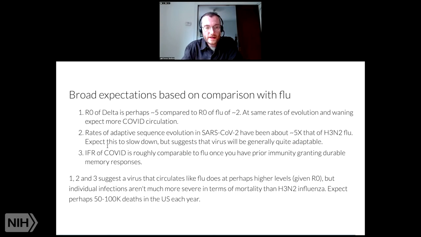And so if we put these three together, we get a virus that circulates like flu does, perhaps at higher levels given R naught. Individual infections aren't so bad, but there are a lot of infections happening every year. If we do some very rough math here, we'd expect perhaps 50,000 or maybe 100,000 deaths in the US each year. This is like flu times 2 or 3, basically. And so it is going to be an important thing to address in the coming years.